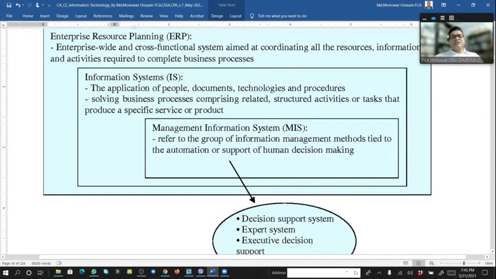Information system is the application of people, documents, technology, and procedures to solve business problems, comparing related structured activities or tasks that produce a specific service or product. So we can say that management information system is a part of information system, within the information system, and within the management information system there are decision support system, expert system, executive support system, etc.